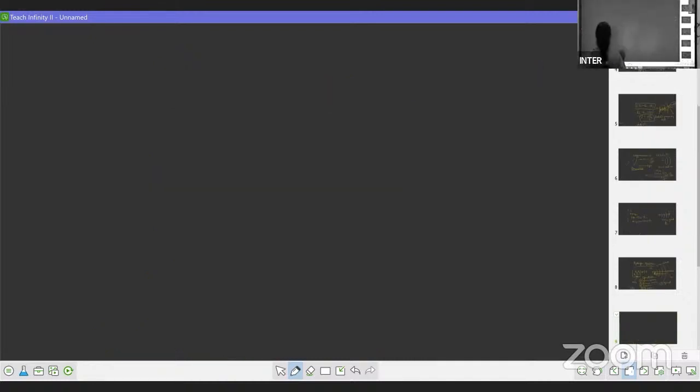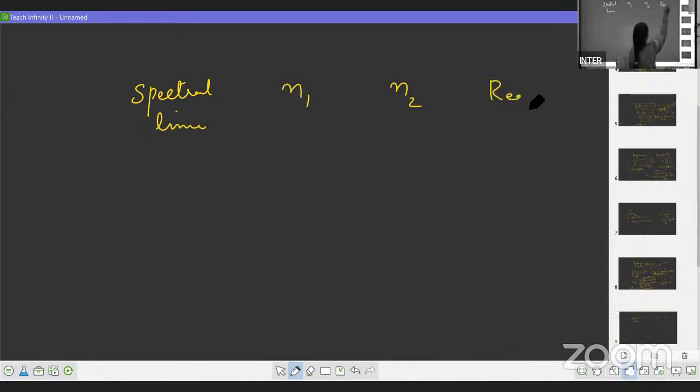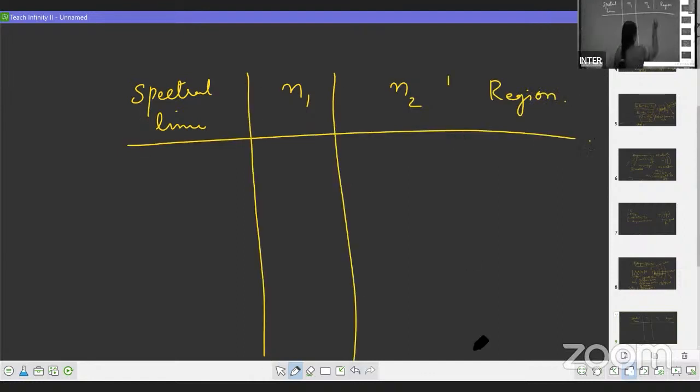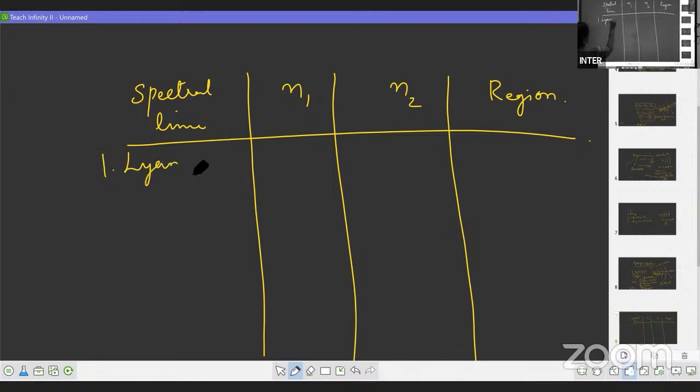How you are going to explain, for example, spectral line, then ground state, then excited state, region. In which region can you see a spectral line, right? So total how many spectral lines we are having? 5 spectral lines.